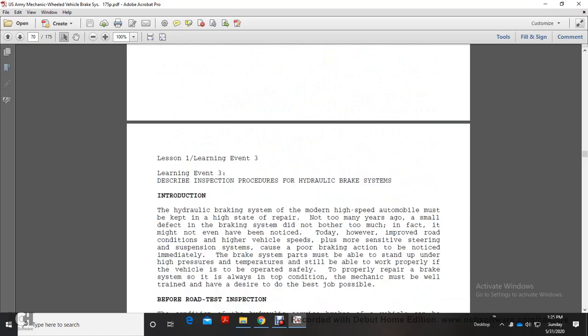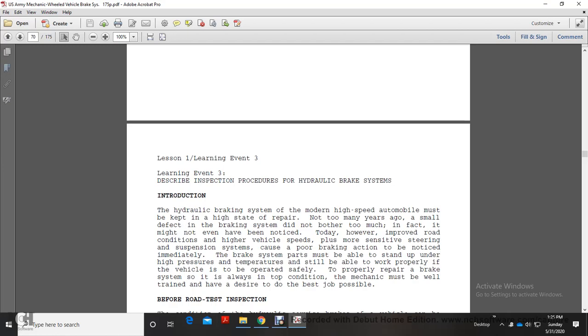Alright, learning event 3. Describe the inspection procedure for the hydraulic brake system. With the introduction of the hydraulic braking system, the automobile must be kept in a high state of repair. Not too many years ago, a small defect in the braking system did not bother too much. In fact, it might not even have been noticed.